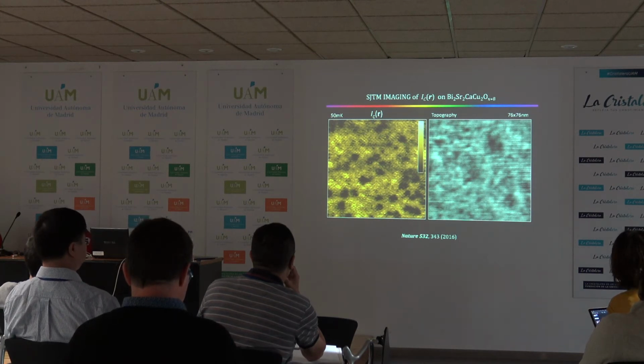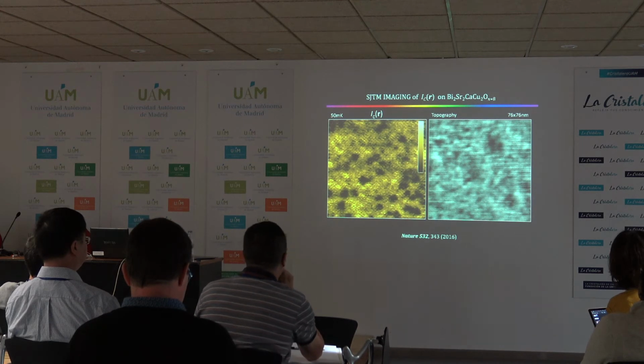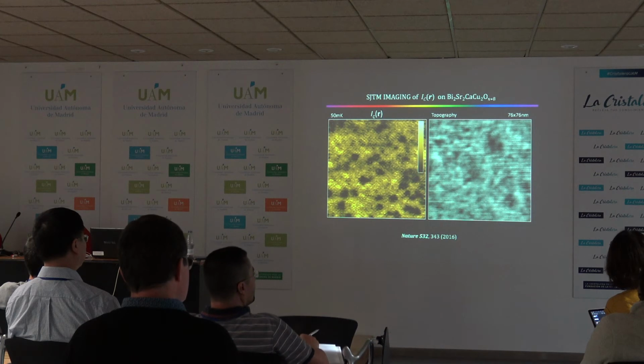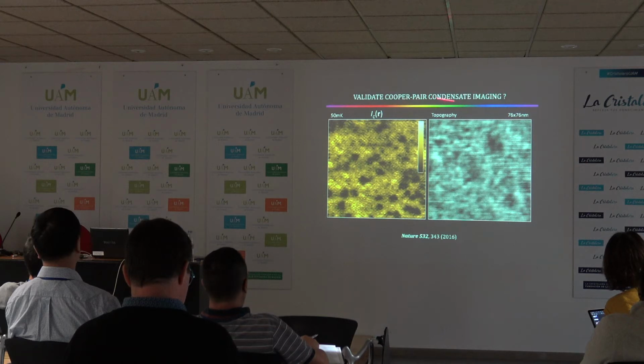Now, at this point, when you've put in all this effort, your colleagues will say to you, well, how do you know this image is an image of the condensate? You're just saying it's an image of the condensate. How do you know that it actually is the condensate? So we needed to validate that we're imaging the condensate.